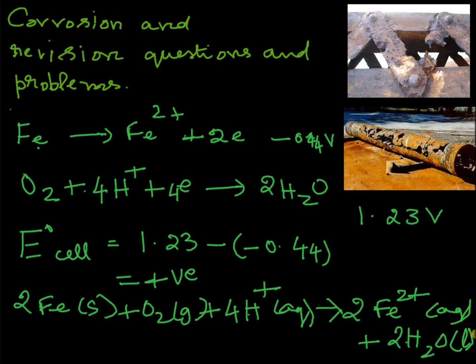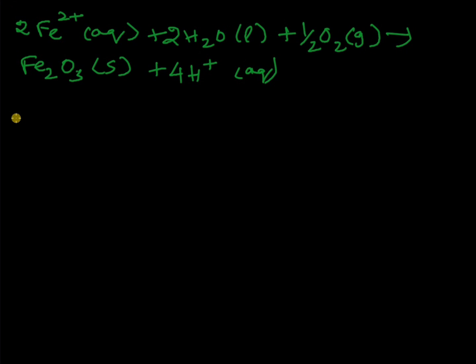is further oxidized to Fe3+. This equation shows you the oxidation of Fe2+ to Fe3+ and formation of ferric oxide. You see hydrogen ions also are released in this equation, which keep the corrosion process going on. This Fe2O3 exists as the hydrated ferric oxide, of the form Fe2O3·xH2O, which we call rust. This is about the chemistry of rusting of iron.